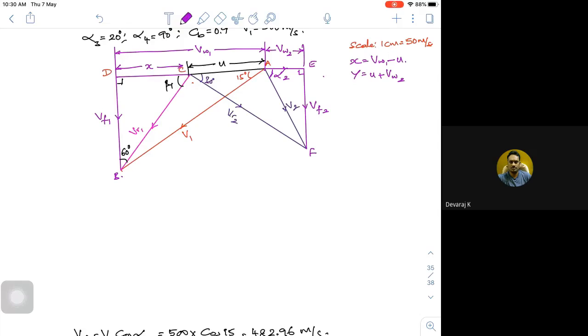Fine, you got it. Or if you are going by the graphical method, directly you can put your protractor and measure your alpha 2, put a scale and measure your VF2, which will be so many centimeters, VW2 so many centimeters, and V2 so many centimeters, and you can calculate it.